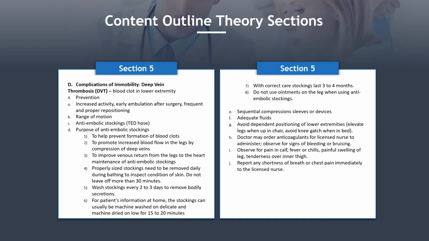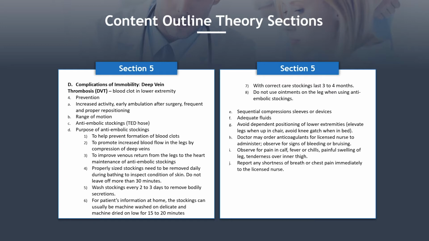Maintenance of anti-embolic stockings: properly sized stockings need to be removed daily during bathing to inspect condition of skin. Do not leave off for more than 30 minutes. Wash stockings every 2 to 3 days to remove bodily secretions. For patients' information at home, the stockings can usually be machine washed on delicate and machine dried on low for 15 to 20 minutes. With correct care, stockings can last 3 to 4 months. Do not use ointments on the leg when using anti-embolic stockings.